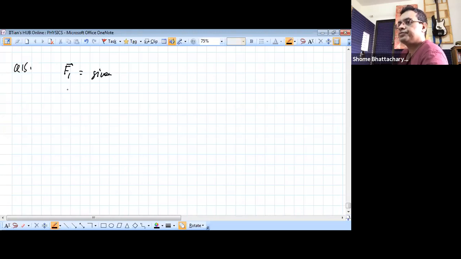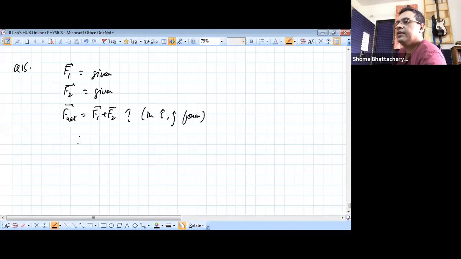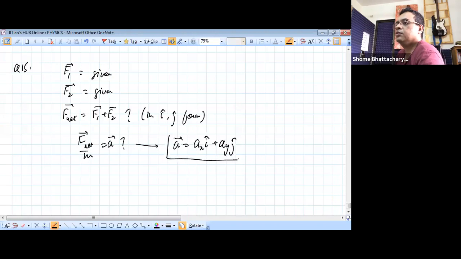F1 is given, F2 is given. So you have to find the net force in i cap j cap notation. Then divide the net force by mass. Find the acceleration. Again, this acceleration will come out to be some x component and some y component. So that is your acceleration in i cap j cap notation, whatever this comes out to be.